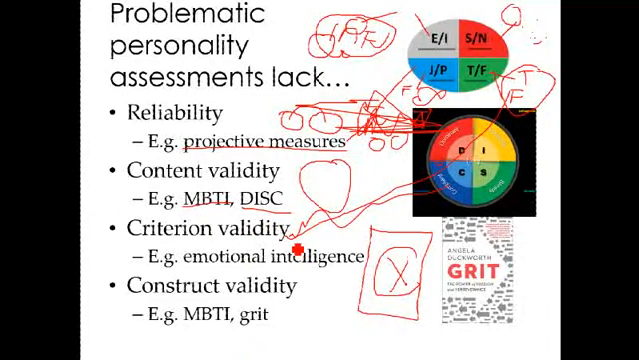Then there's criterion validity. Does it predict the outcomes that matter? The MBTI does not. Neither does emotional intelligence, class. You would think emotional intelligence would predict consequential things like leadership ability and sales performance. No, it does not, especially once you've controlled for actual cognitive ability, as I discussed in the previous lecture.